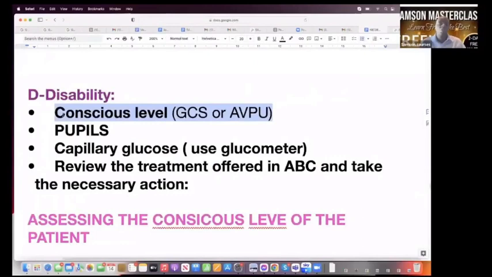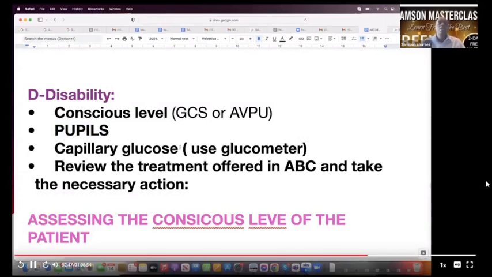And we said we don't always do the GCS. If the patient is talking to you, you simply say, on my ABCDE assessment, my patient is alert. Then you assess the pupils. Go to the emergency trolley, take a torch, shine light in both pupils. Of course, they will not react to light, but just shine. Don't worry about the results.